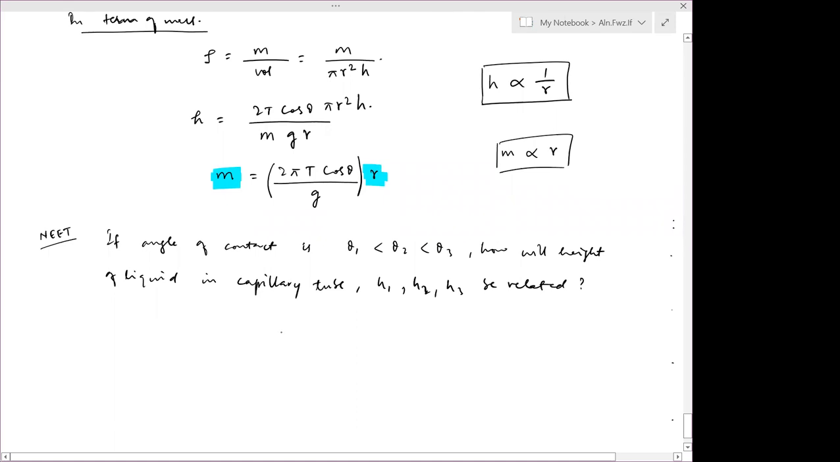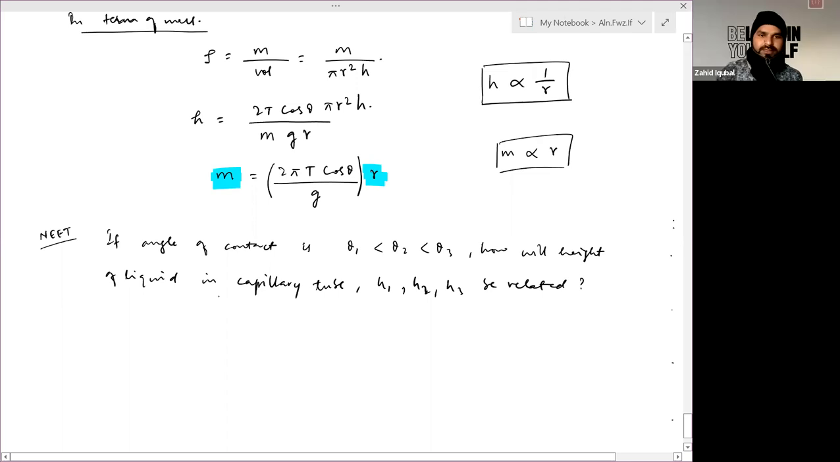Good. So in case of cos theta, if angle increases, the value of cos theta decreases. So on increasing theta, cos theta decreases, so height will decrease. So H1 will be maximum and H3 will be minimum. Since theta 1 is less than theta 2 and theta 3, cos theta 1 will be greater as compared to cos theta 2, and that will be greater as compared to cos theta 3. So H1 is greater than H2, greater than H3.